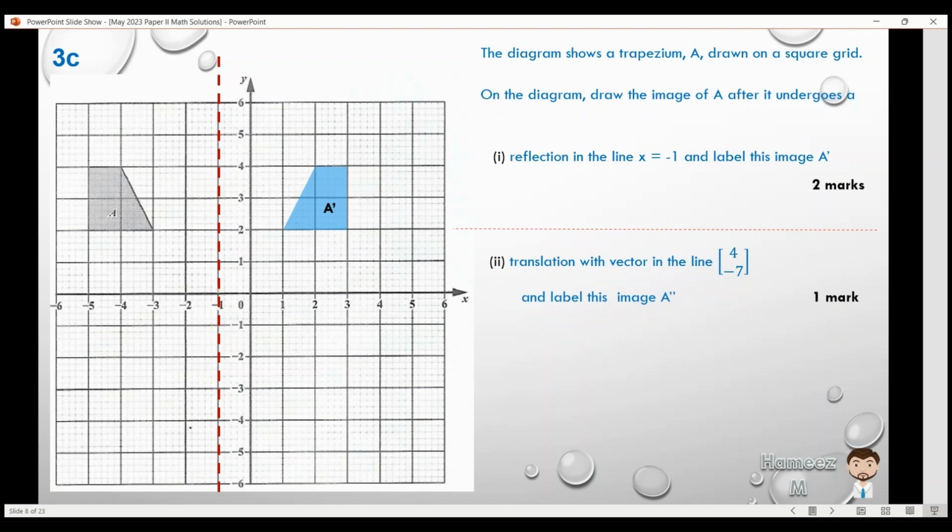Now let's go on to part 2, where we're saying on the same diagram, draw the image of A after it undergoes a translation with vector (4, -7), and label this image A double prime. So we're not starting at A prime, we're at A, and we want to move (4, -7).